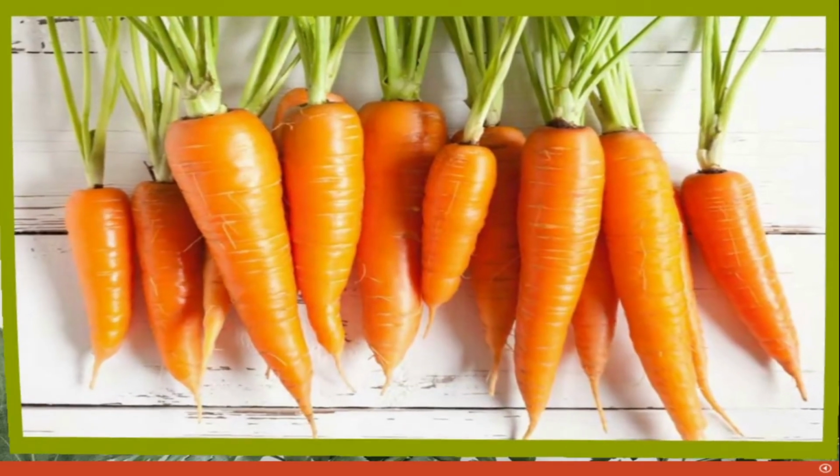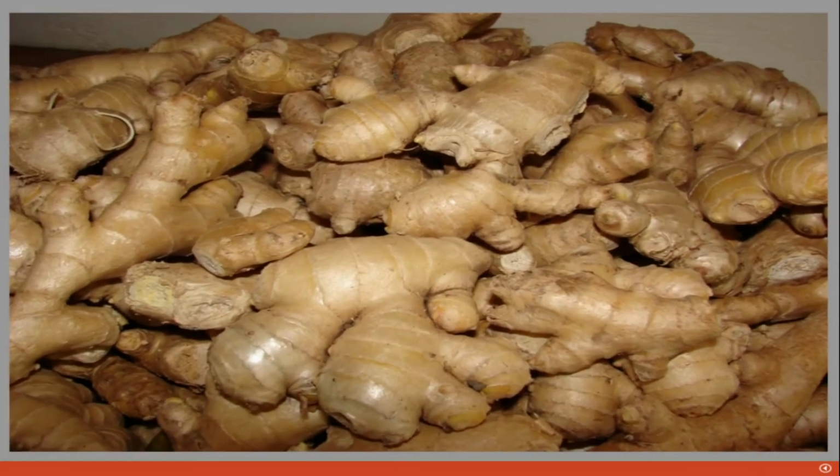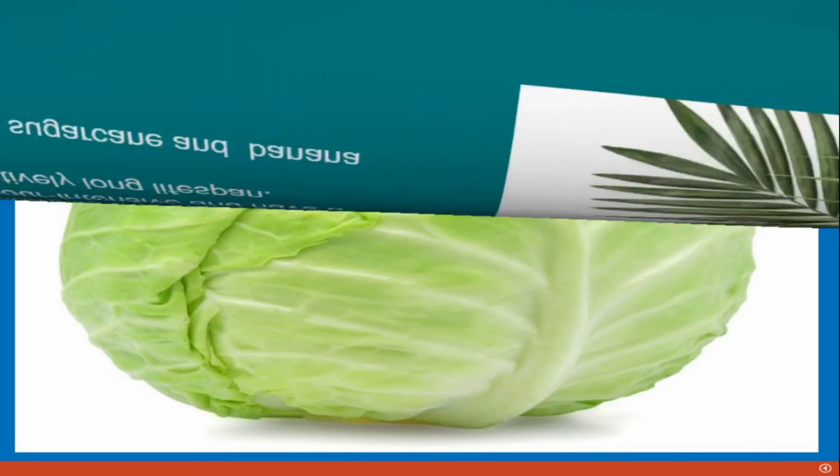Look at the picture. Carrots are very important vegetables we need. They are very important vegetables we have to consume. Ginger we can consume by adding it in cooking dishes. Cabbage is a very important vegetable, right?